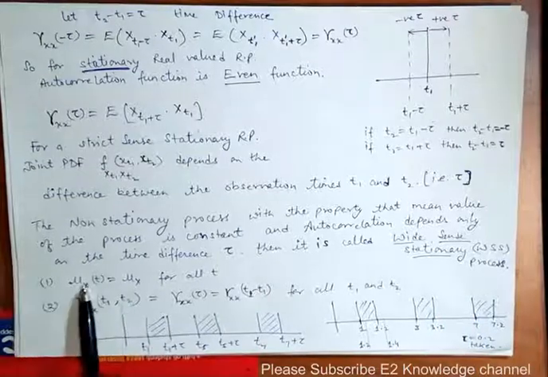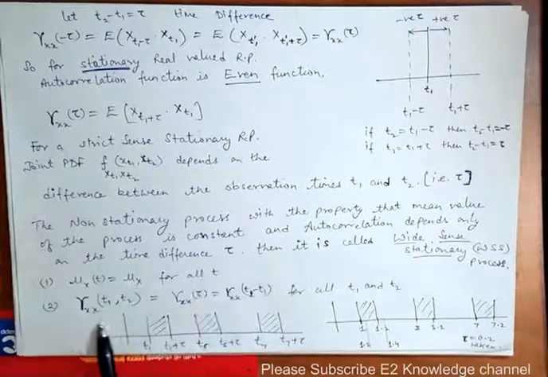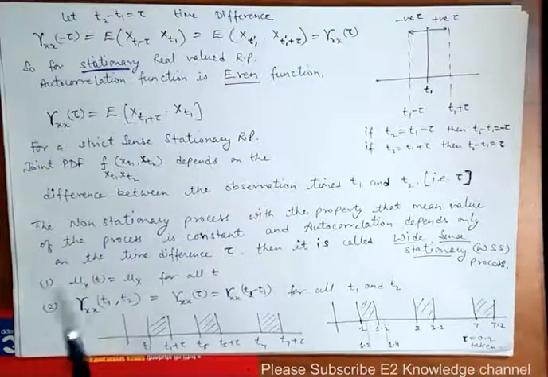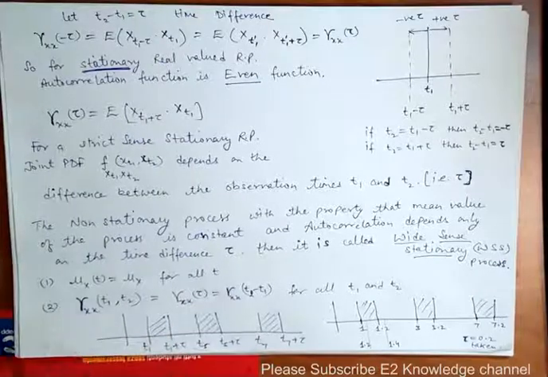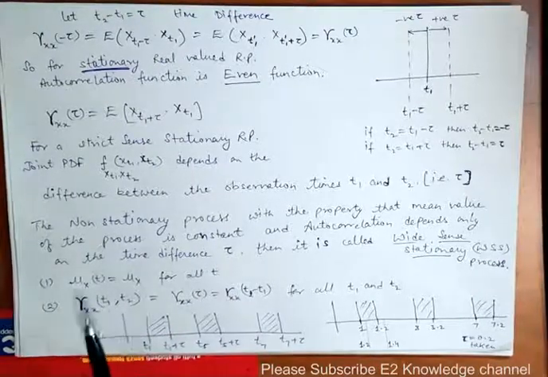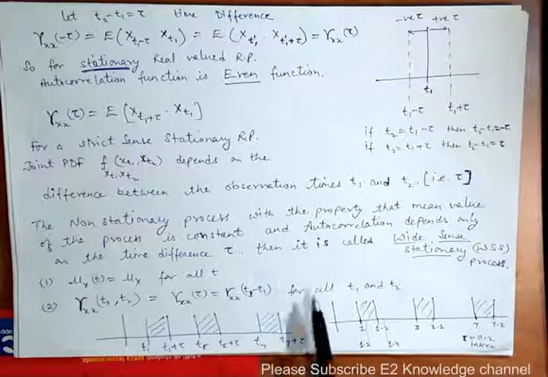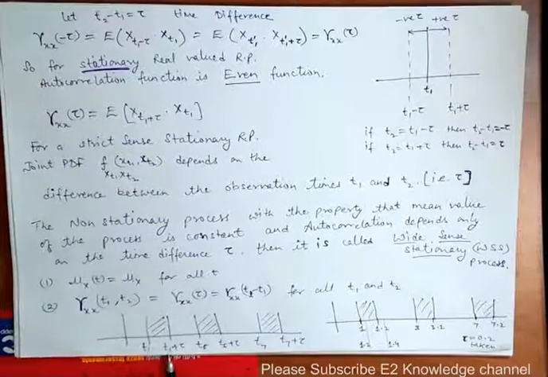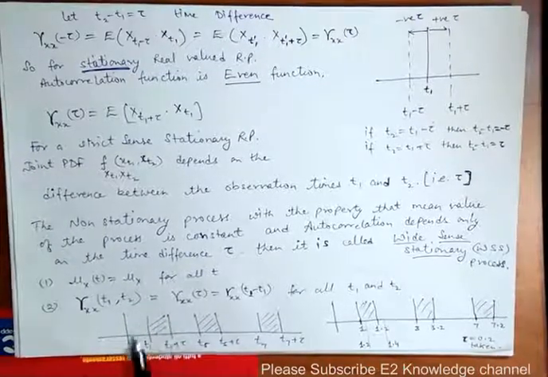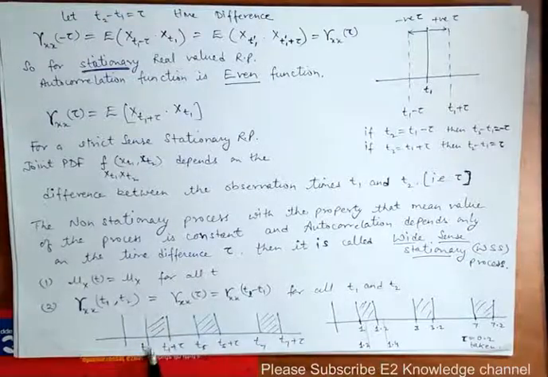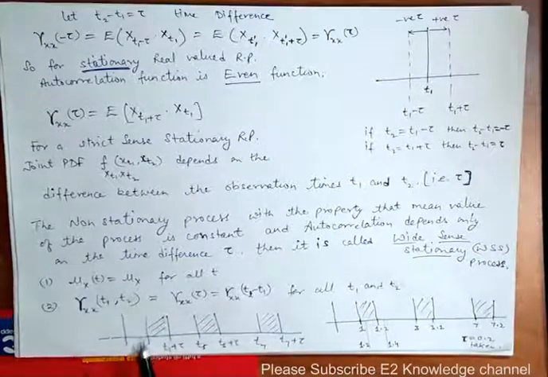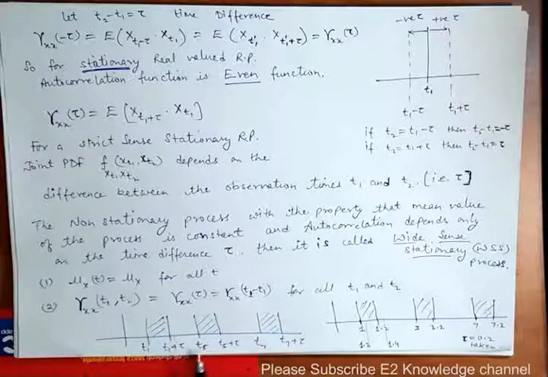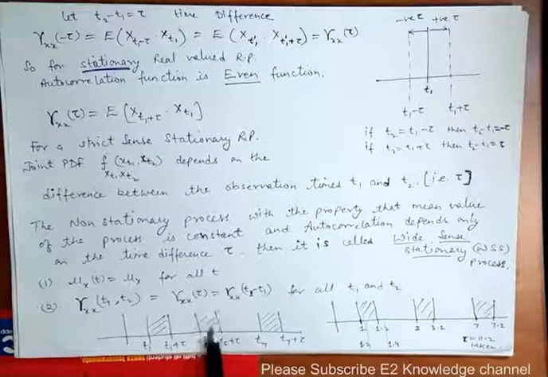Okay, the first condition is mu x is equal to mu x for all t, and then the autocorrelation function at two times t1 and t2 should always depend upon the time gap tau. If the time gap is the same, then the function will be the same for all t1 and t2. For example, suppose we take t1 and t1 plus tau, and find the autocorrelation function here. Suppose here is a random process. We calculate the autocorrelation of the random process over the interval t1 to t1 plus tau. Again we are interested in t5 and t5 plus tau.